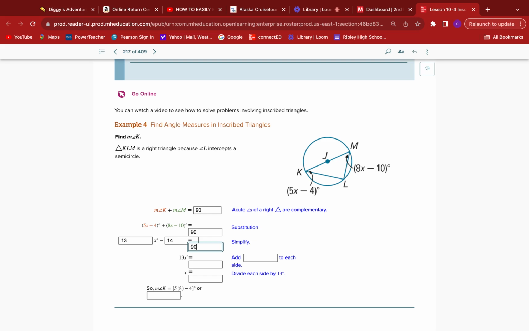I'm going to add 14 to the other side to be with the 90. So 90 plus 14 is 104. Again, I added 14 to the other side. All right, and the opposite of multiplying by 13 is to divide by 13. So 104 divided by 13 is 8. They are looking for the measure of angle K, which means now that I have x is 8, I'm going to replace this x with an 8 and find the measure of angle K. Well, 5 times 8 is 40. 40 minus 4 is 36 degrees.